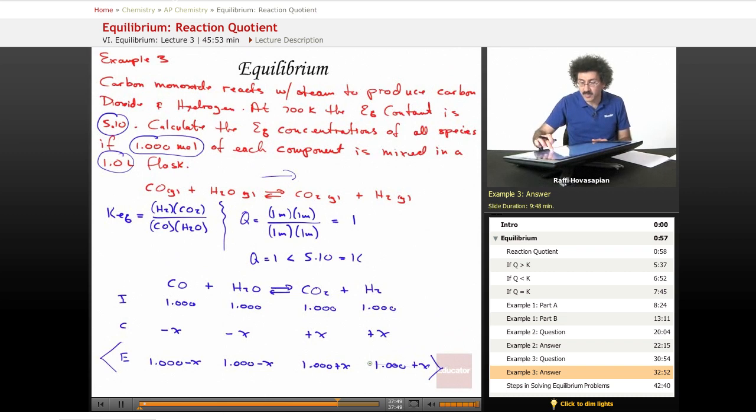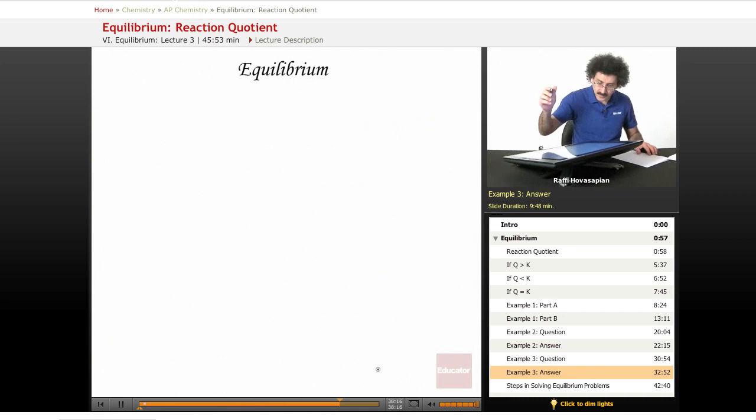This is our equilibrium expression, but notice now we have X, so we need to actually find X. Fortunately, we can do that. We can plug it into the equilibrium expression, right? Because the equilibrium expression is a measure of these concentrations at equilibrium. That's what these values are. We stick it in here. We know what the KEQ is. It's 5.10, and we solve for X. That's it. It's just an algebra problem. So let's go ahead and do that.